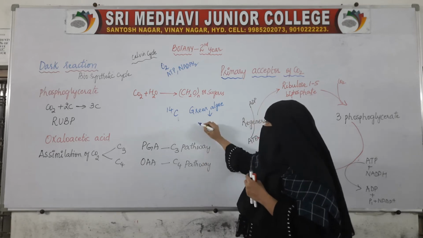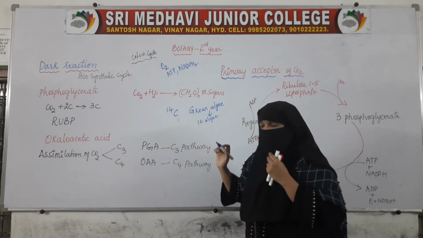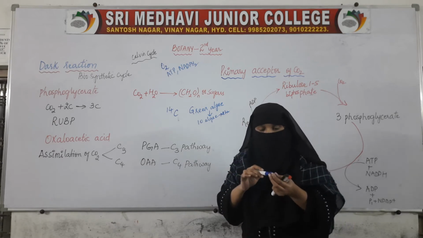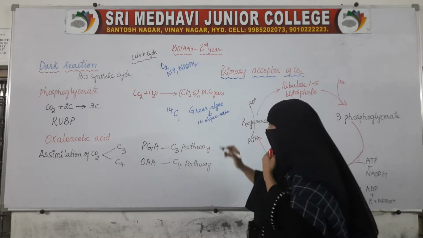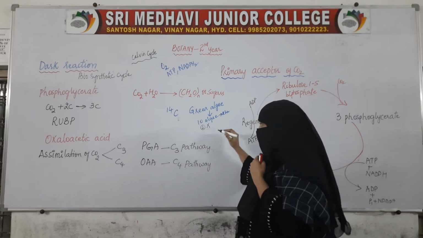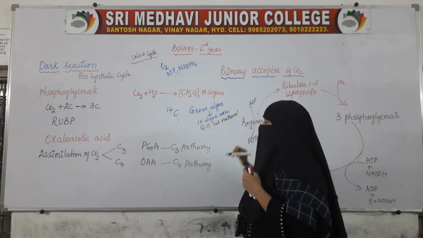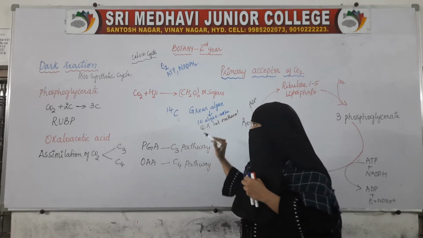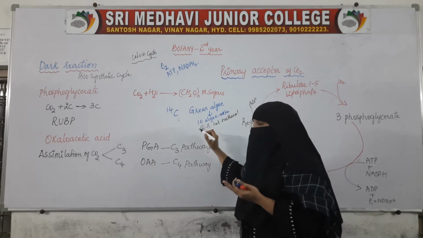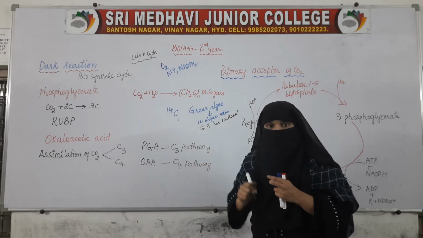For example, he allowed it to perform the process of photosynthesis for 2 hours, just an example. After 2 hours, out of 10 he took 2 alga and killed them with the help of hot methanol. After killing them, he tried to see what had been formed inside their bodies, what product had been formed.